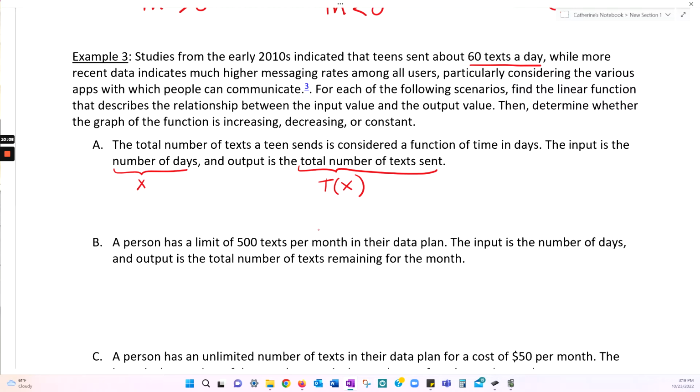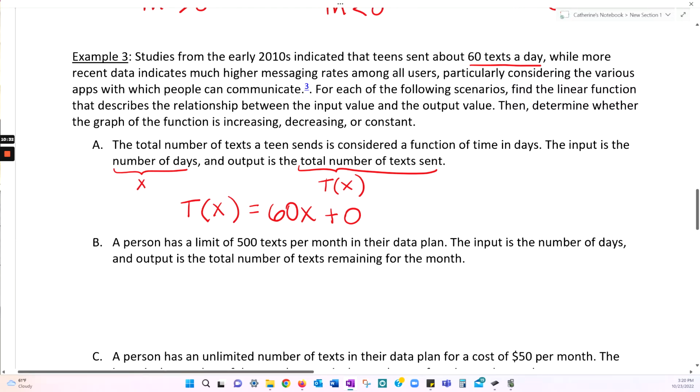So assuming this teen has never sent a text prior to x equals 0, the beginning of the first day, then I believe our function would just be 60x, right? So we're saying they've never sent a text before. We're starting at 0, so then we don't even need to write that. And so after day 1, it's 60 times 1, 60. After day 2, it'd be 120, so on and so forth.